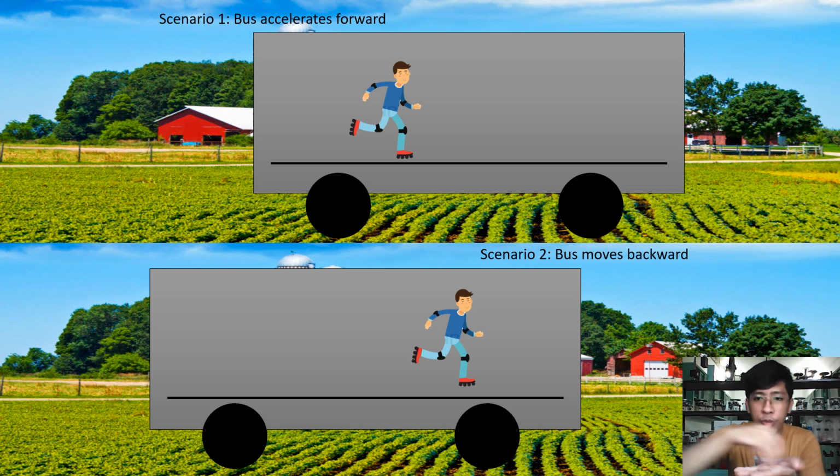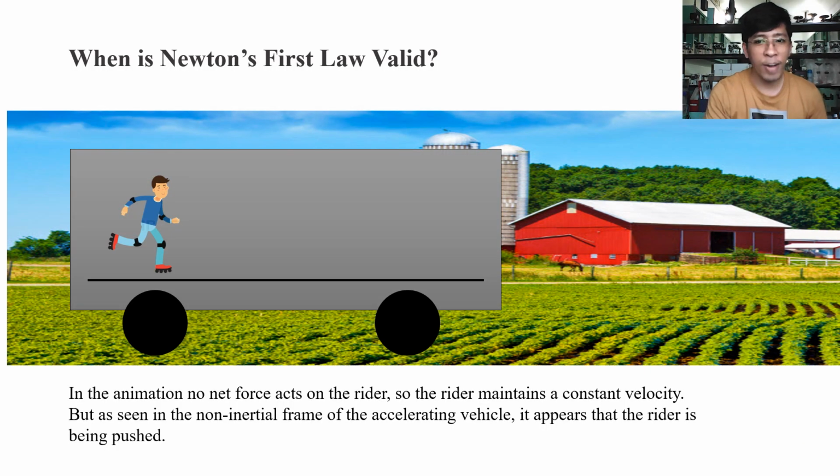So you will keep moving forward when the bus suddenly stops, because you move forward unless something stops you, because your inertia tends to continuously move, and that is from your Newton's first law. But this is quite confusing, right? Now, in both scenarios, it makes you question, when is Newton's first law actually valid? So we have here another animation.